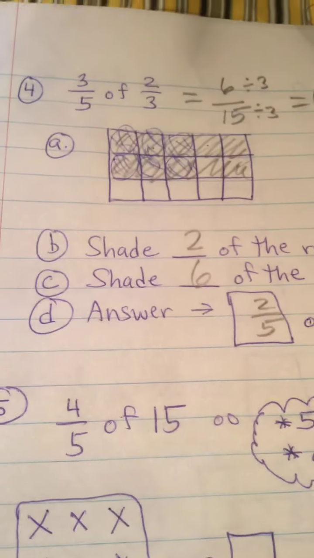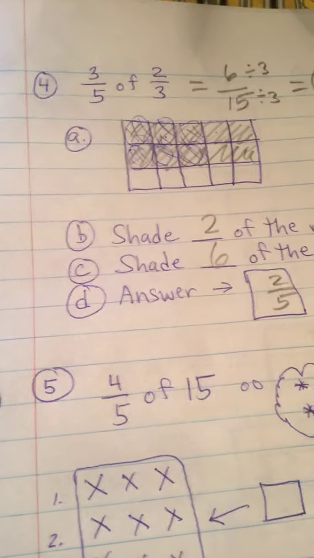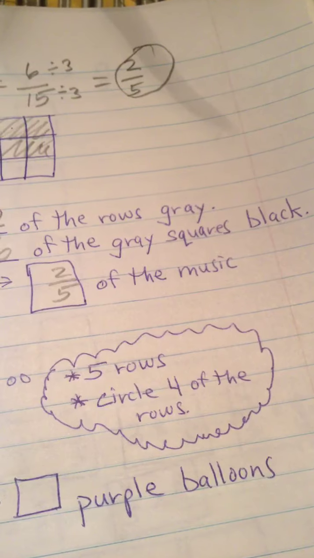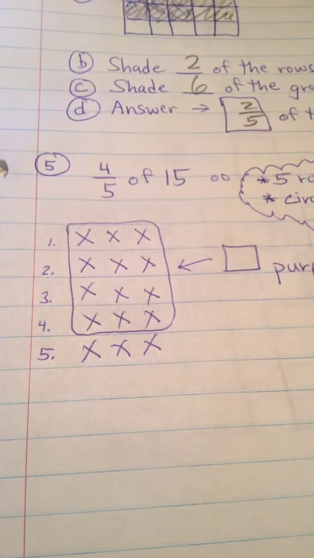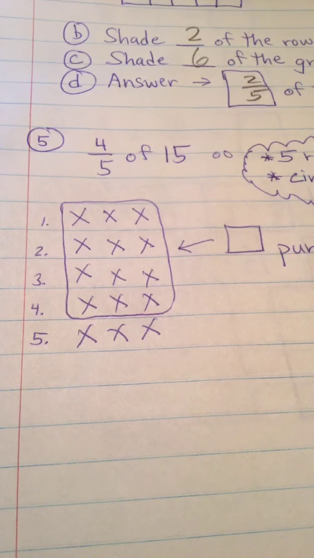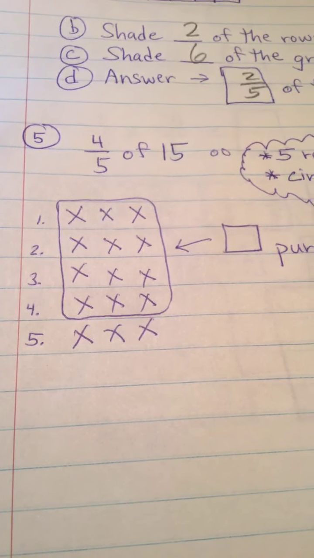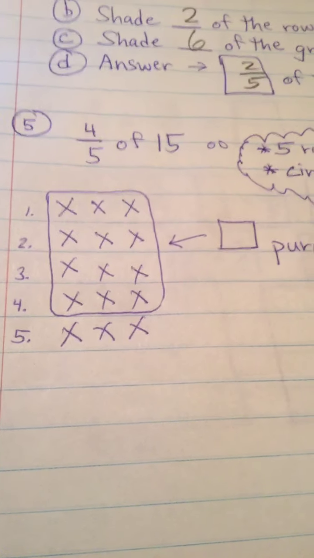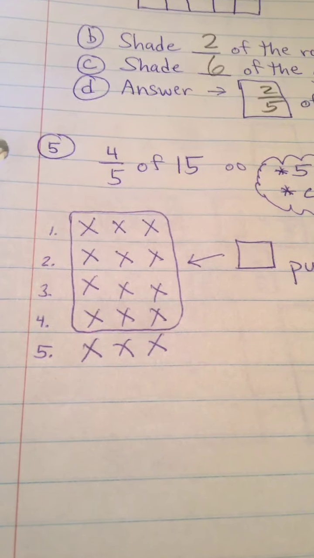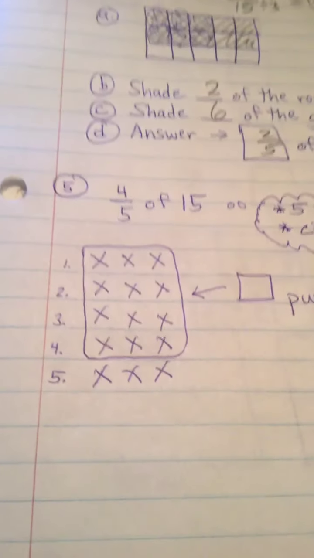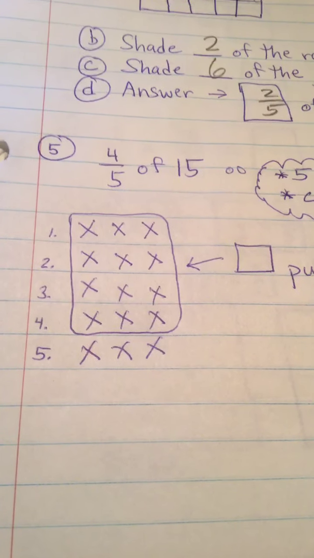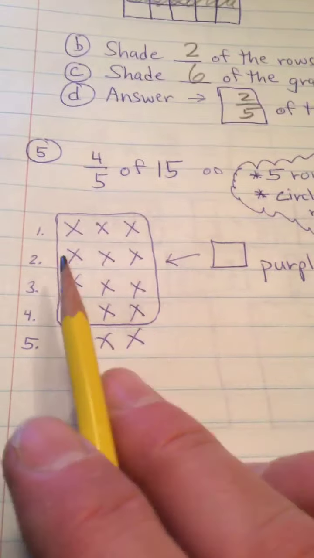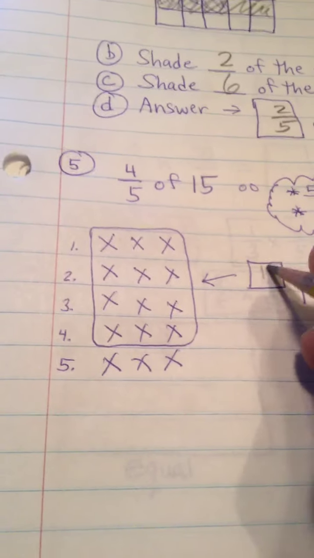So what we have to think about is what we said over here. If we're going to do 4/5 of 15 for number 5, we have to think 5 rows and circle 4 of those rows. So let's look at this and see what we have. I made 5 rows going across and I numbered them for you. And I made sure I kept adding to my rows. So I put the X's going down and then I kept adding till I got 15. And I have a nice array. And then I had to circle 4 out of the 5 rows. And then I have to figure out how many there are. So how many are there? 3, 6, 9, 12. So my answer is 12.